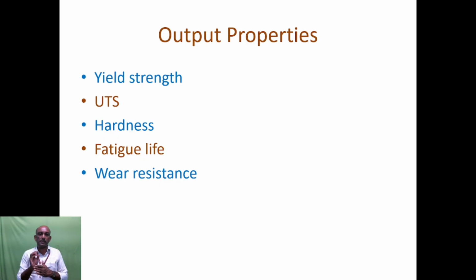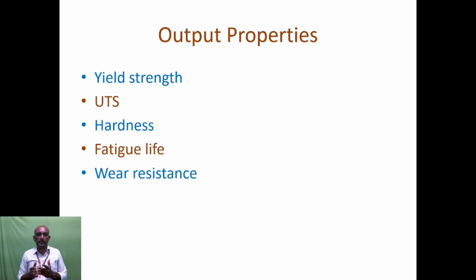And UTS means ultimate tensile strength. So the maximum tensile strength that the material can withstand for that application. So how much UTS it can withstand, and how much hardness value the new material has. So these are some output properties, along with fatigue life.